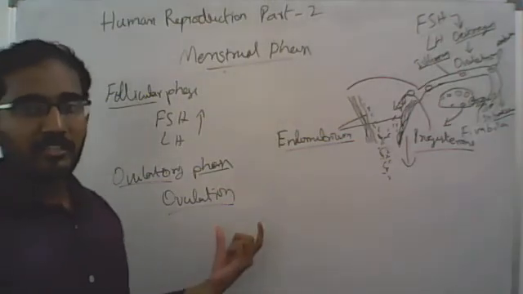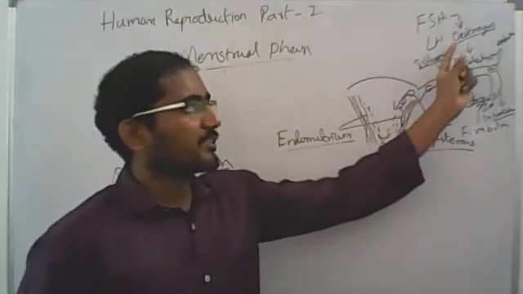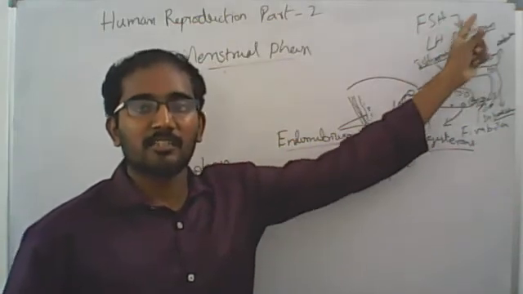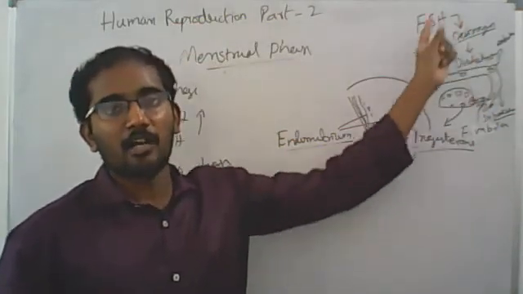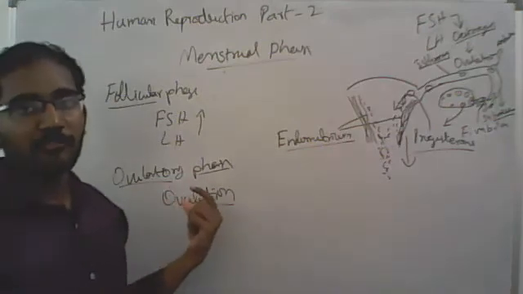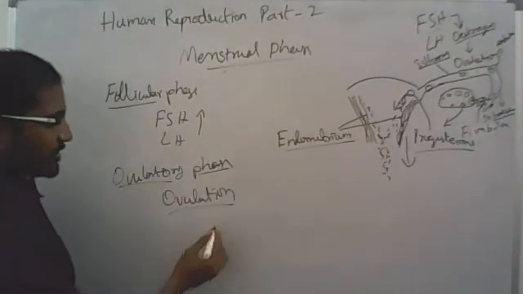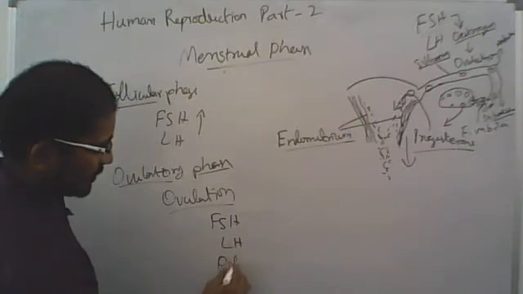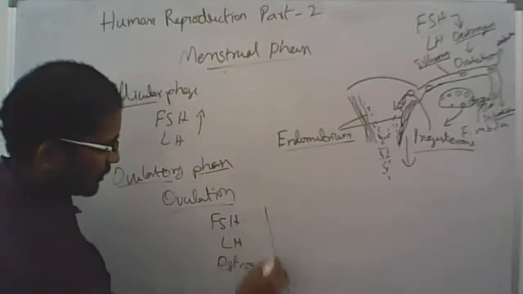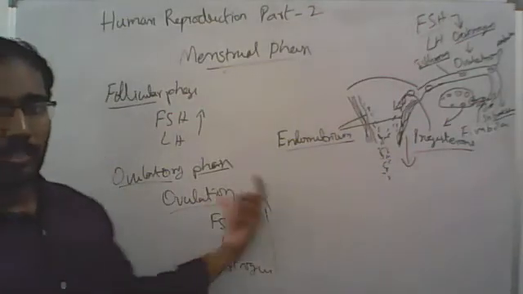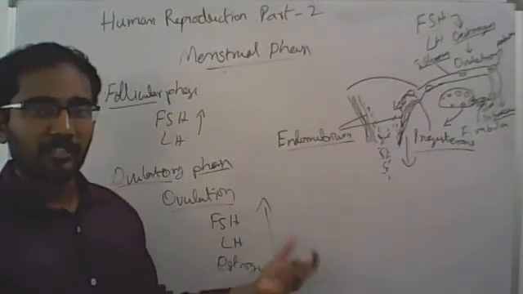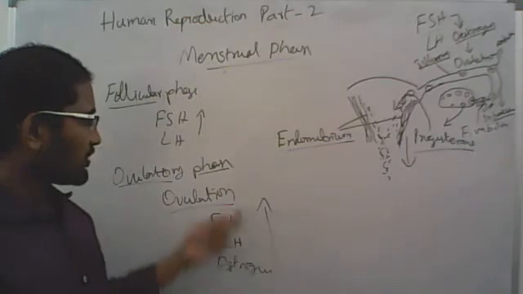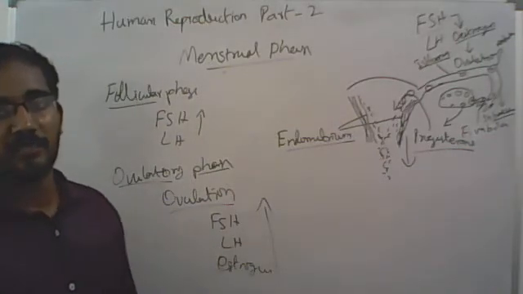As we already mentioned, FSH and LH trigger estrogen, and these are the important hormones for the ovulatory phase. In that time, the FSH, LH, and estrogen are raised even higher than before. So that's the ovulatory phase.